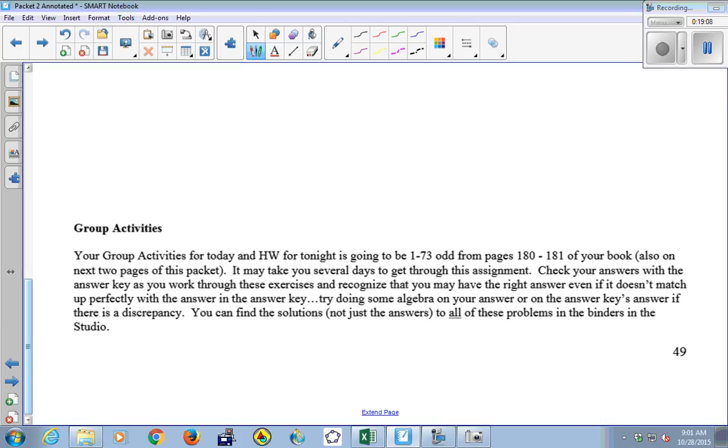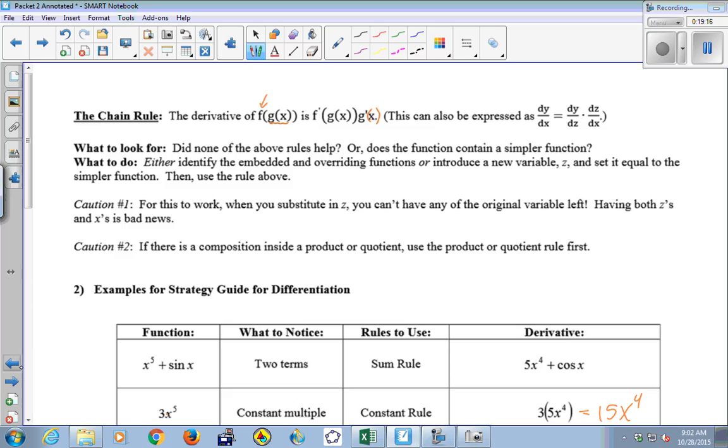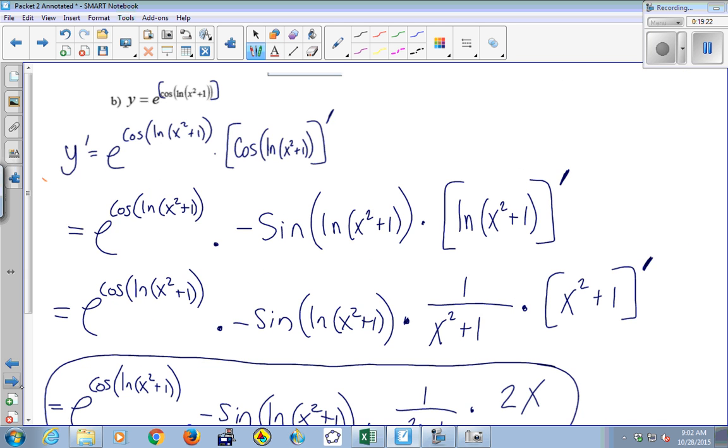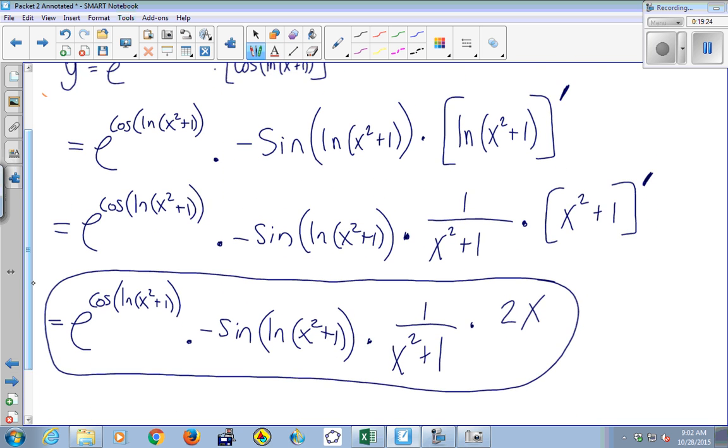The solutions, not just the answers, are in the solutions binder in the Math Studio if you get stuck on anything. The answers are, yeah, not the solutions though, yeah. Yes.